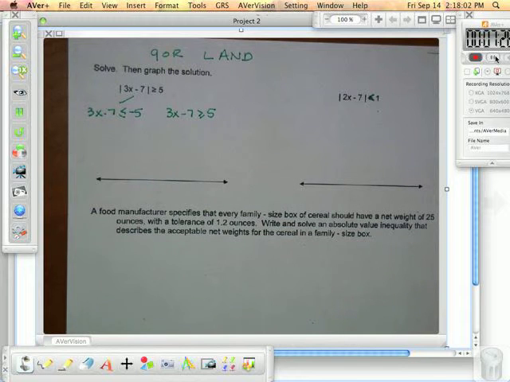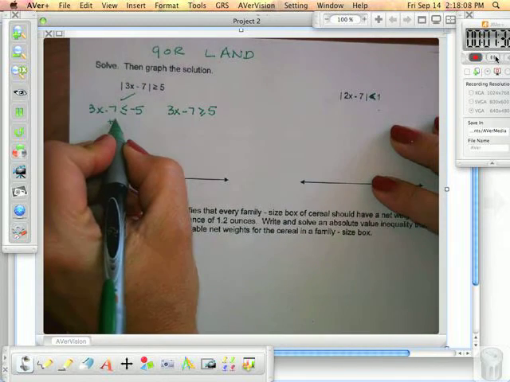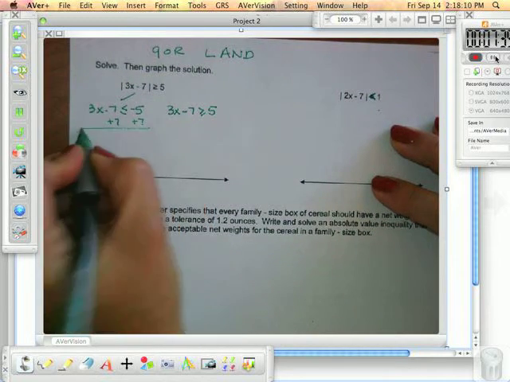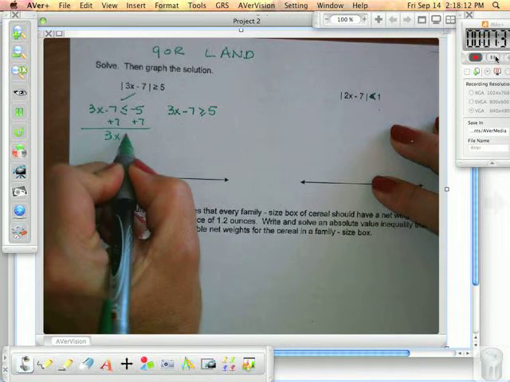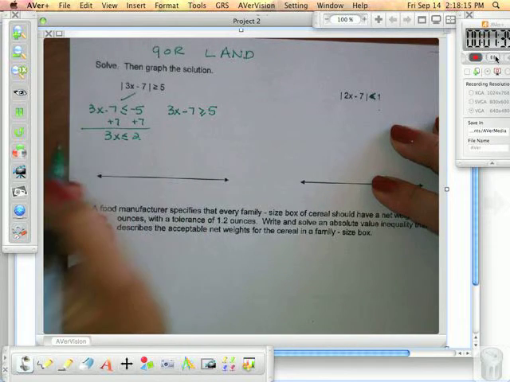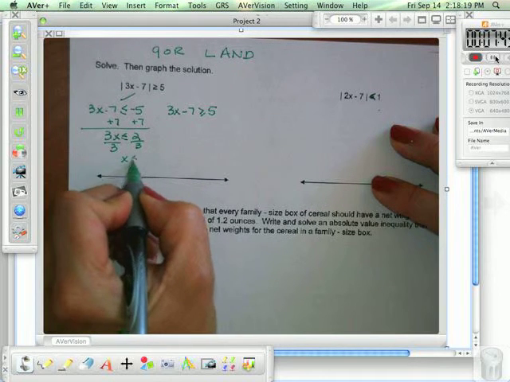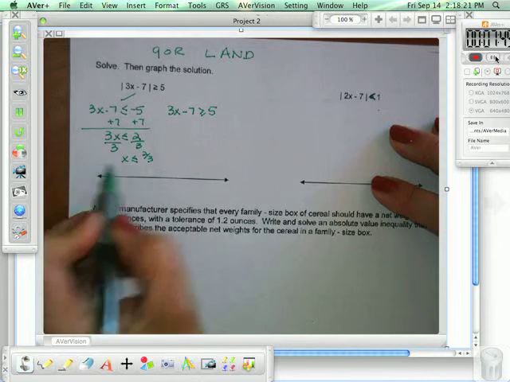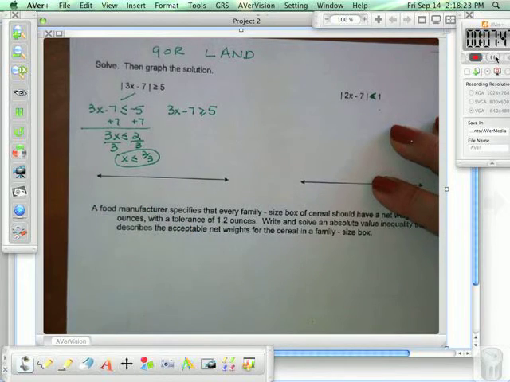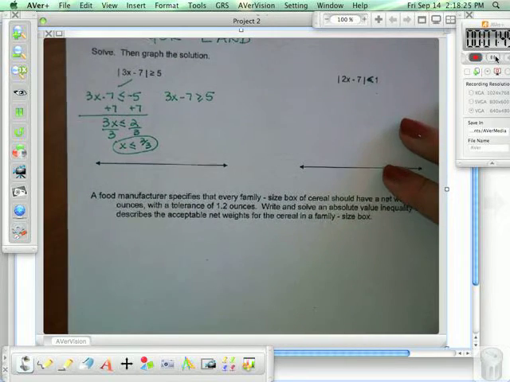Everything less than negative 5, everything greater than positive 5. Greater than or, Gorland, however you want to remember it. And then you go about solving them. X is less than or equal to 2/3. Okay? Then you do this one.